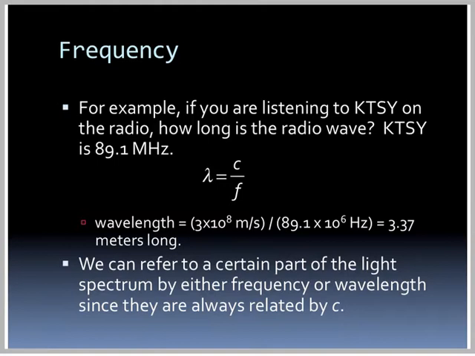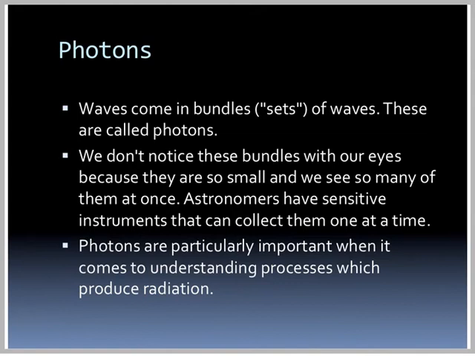So we can refer to a certain part of the light spectrum either by its frequency or by its wavelength, since they're always related by a constant, the speed of light. The other thing about light is that these waves come in bundles, or sets of waves. We call these bundles photons. We don't notice the bundles with our eyes because they're so small and there are so many of them coming at us at once. But astronomers have sensitive enough instruments that we can collect a single photon at a time. And photons are particularly important when it comes to understanding the processes which produce radiation.